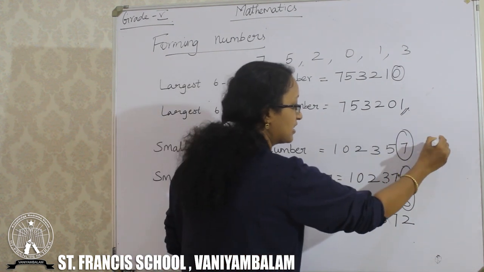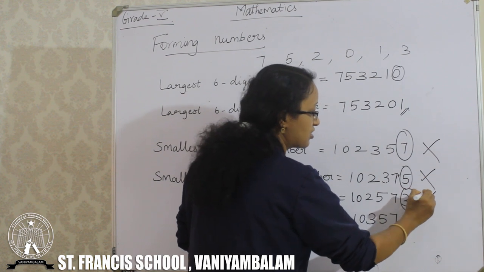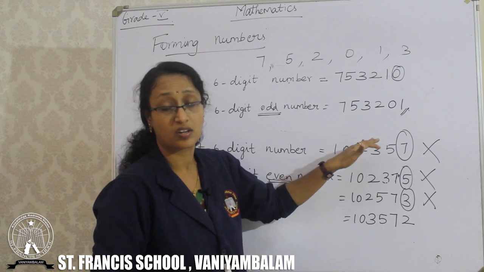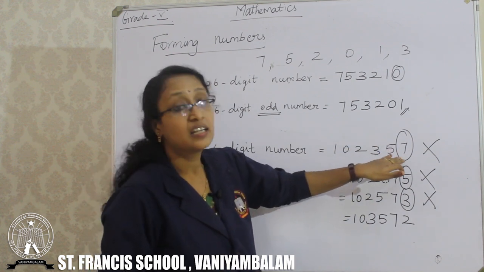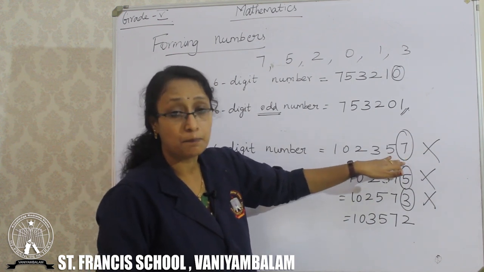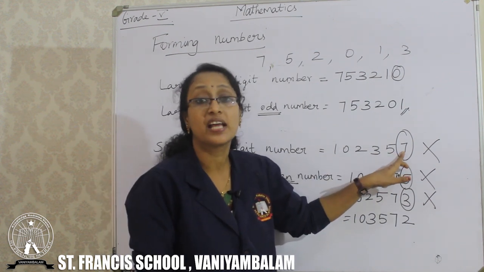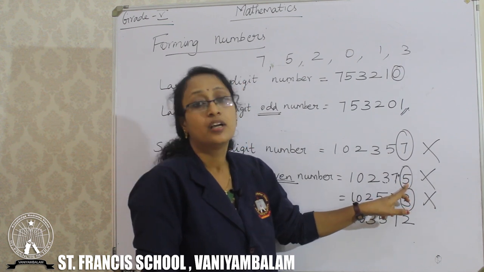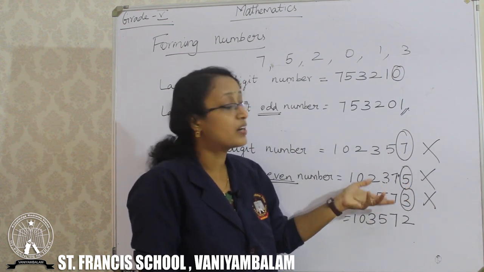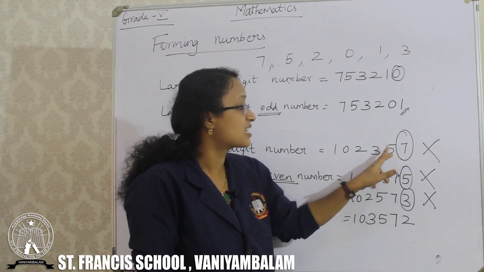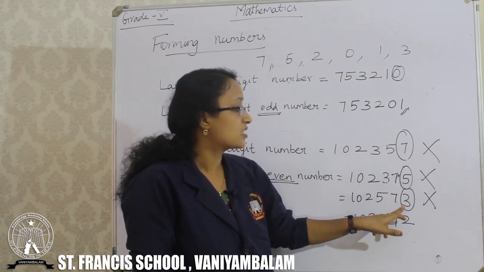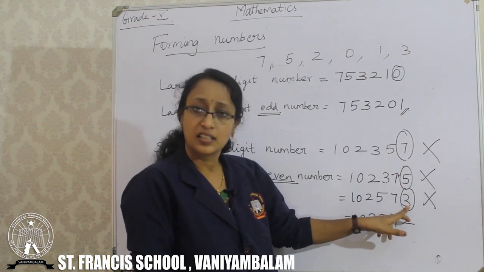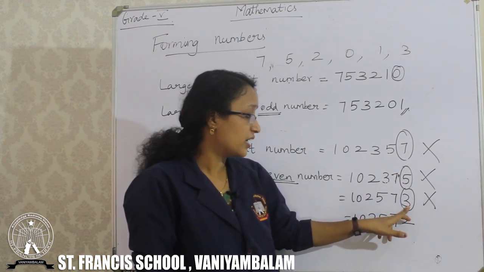So you can cancel this 3. This is the smallest number, but not an even number because you have 7 in the ones place. Next, when you interchange this 5 and 7, you have 5 in the ones place, not an even number. Next, in place of 7, if you put 3, what will you get? This is not an even number.